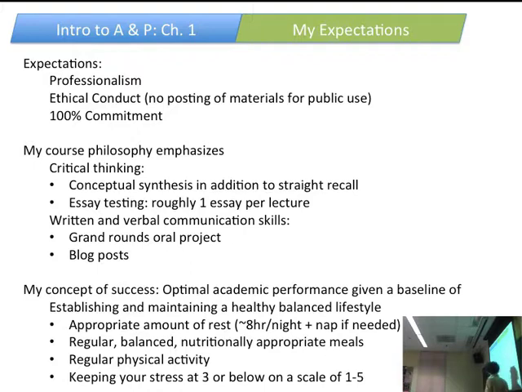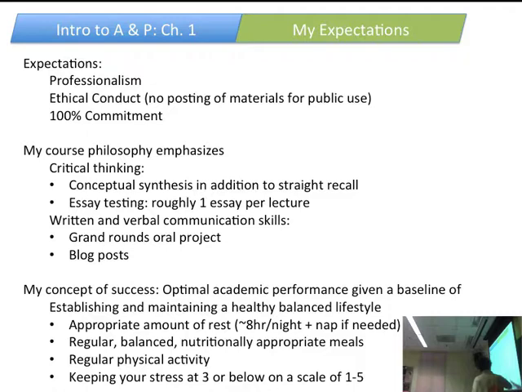And then written and verbal communication skills. As a Goldie student, you're probably sick of hearing that, but it is so essential how well you can communicate, both verbally and in a written format. Don't assume that you got it down. You don't. Everybody, including myself, always has room for growth. Always. Constantly be working on your communication skills.